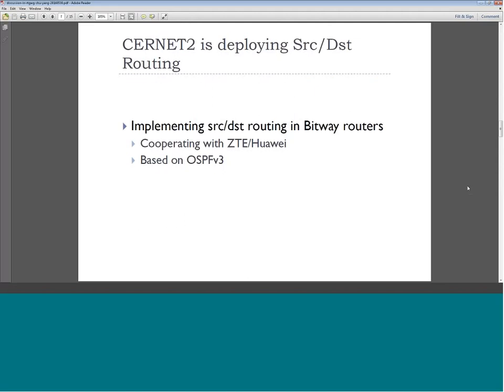So at this moment, CERNet 2 is trying to deploy source destination routing in its network so that routers can make routing decisions based on both source and destination addresses. CERNet 2 is implementing this mechanism in Bitway routers, where Bitway is a company in China cooperating with ZTE and Huawei for projects. And the implementation is based on OSPF version 3. Next slide, please.